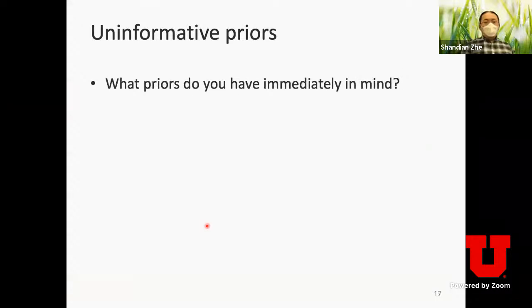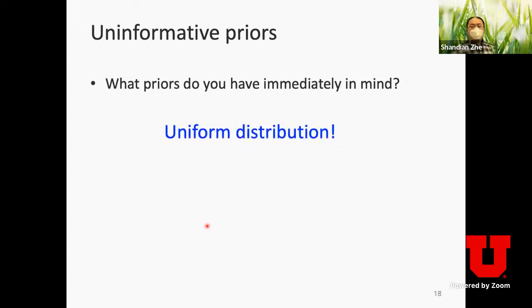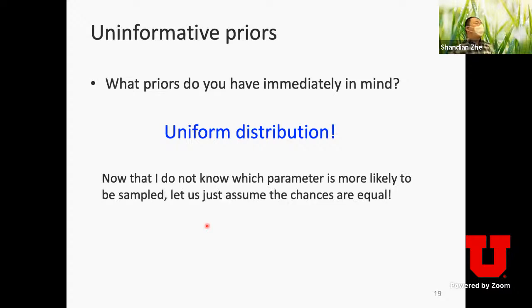So, as we discussed in the last lecture, the very first or most intuitive uninformative prior will be the uniform distribution. In the uniform distribution, we assume the unknown model parameter or the latent random variable has an equal chance to take any possible value.